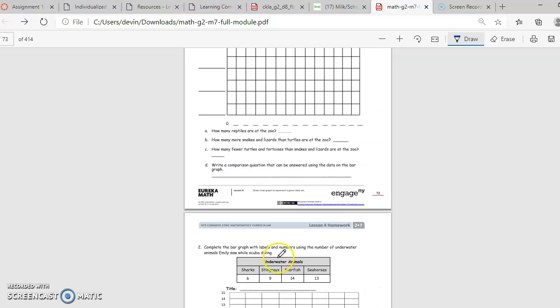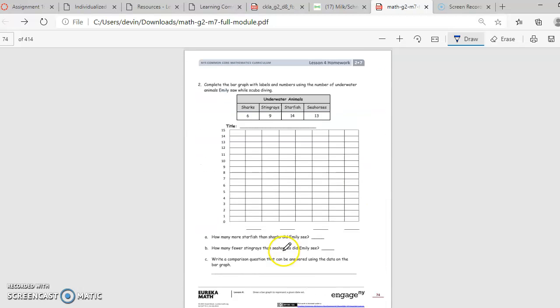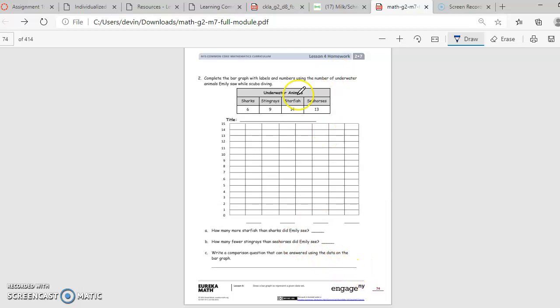I would like you to submit this page, the last page of the homework. It's underwater animals. Please upload only this page.